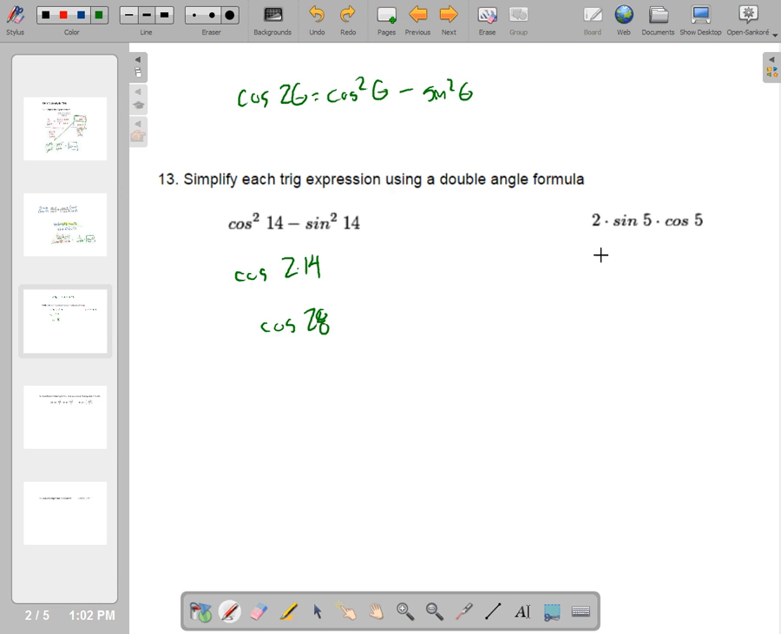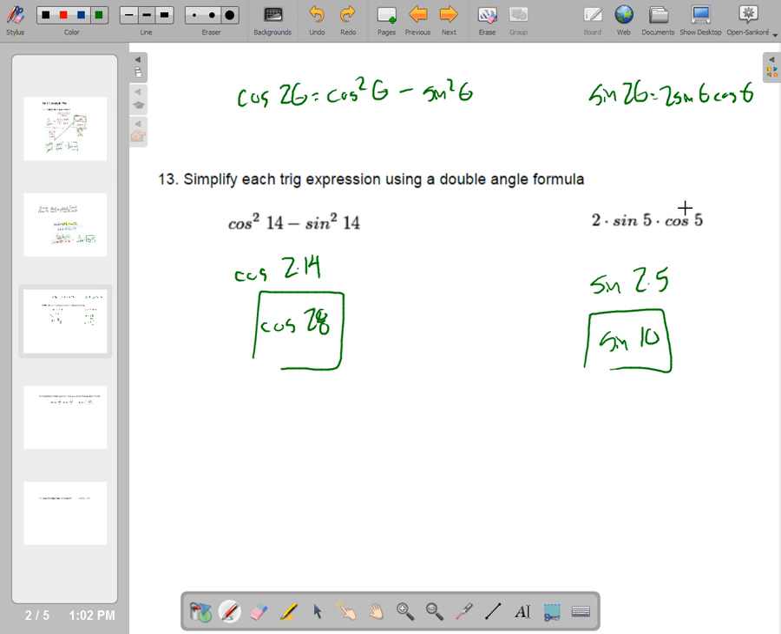This is another double angle formula. The sine of 2 theta is 2 sine theta cosine theta. So if you see 2 sine cosine, you should say, oh, that's the sine of 2 times 5, which is the sine of 10. And again, you can check that as a decimal.